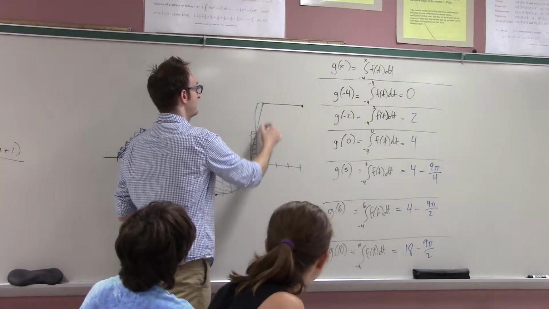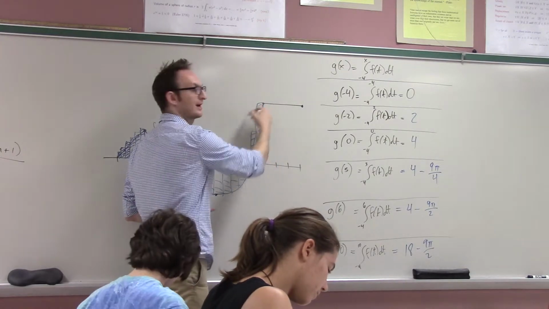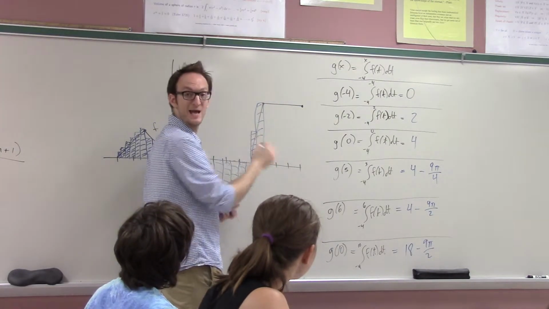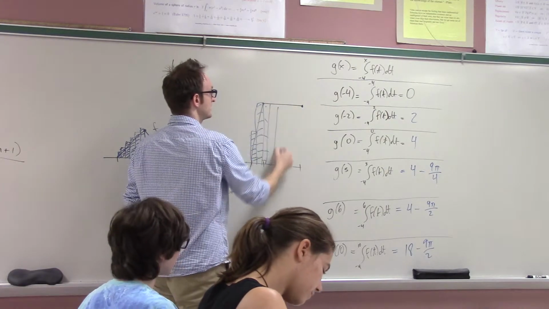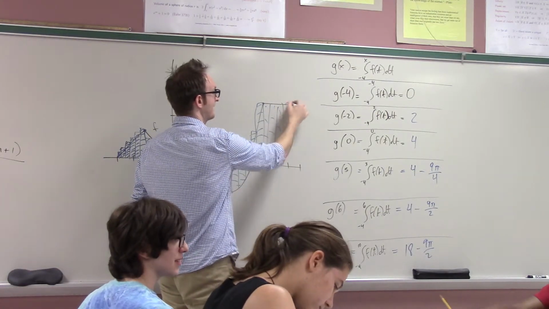Okay, now what happens to the g function as I have this rectangle? It starts getting bigger, at a constant rate. Because now with every little rectangle, I'm adding at a constant speed.